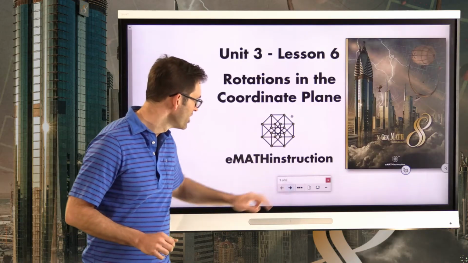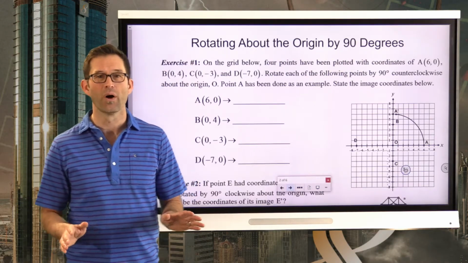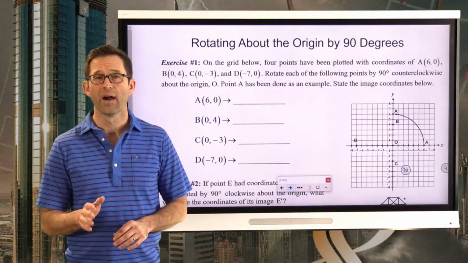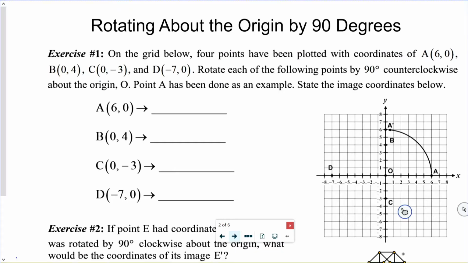All right, exercise number 1, rotating about the origin by 90 degrees. On the grid below, 4 points have been plotted with coordinates of A (6, 0), B (0, 4), C (0, -3), and D (-7, 0). Rotate each of the following points by 90 degrees counterclockwise about the origin, O. Point A has been done as an example. State the image coordinates below.